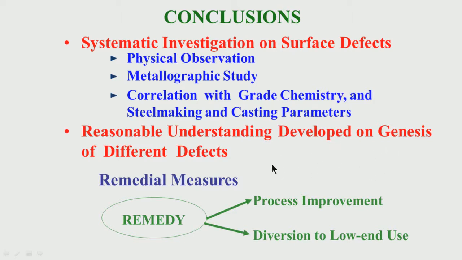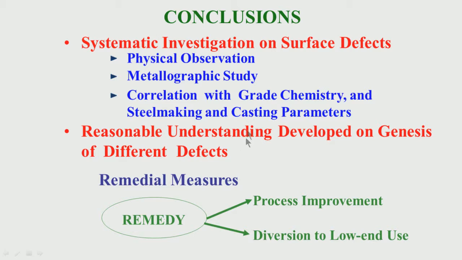This is very important: development of understanding of the genesis of different defects. So, you require physical observation, that means good inspection, you require some metallographic study, you require good correlation with the chemistry and the steel making and casting parameters. That means everything is required. Here some knowledge is involved, here some practical ideas are involved. So, this combination of theory and practice will finally give you a lot of concrete information.